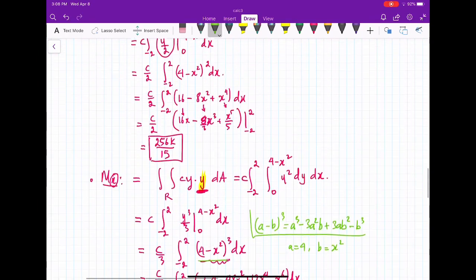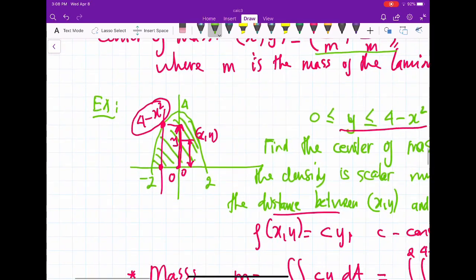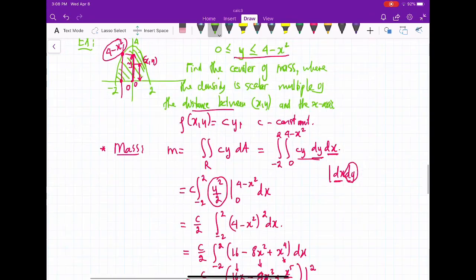Why? Because our lamina looks like this. It is symmetric with respect to the y-axis. You see that? So that means the moment with respect to y is 0. Agree? So that is very natural.